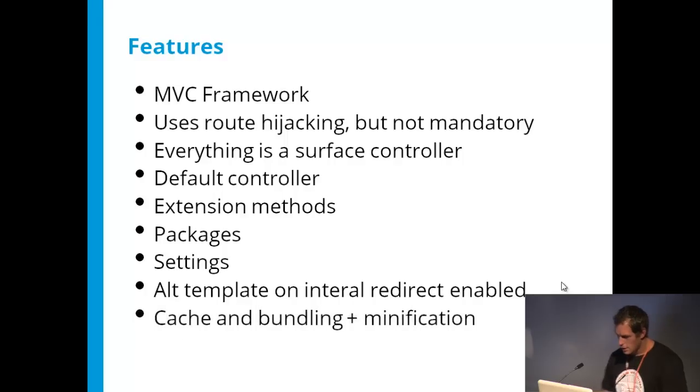It also comes with caching and bundling plus minification. For the cache, we use Donut Output Cache. It's an attribute you can put on your controllers. And by doing that, you're basically caching your entire controller and the view which is being returned.